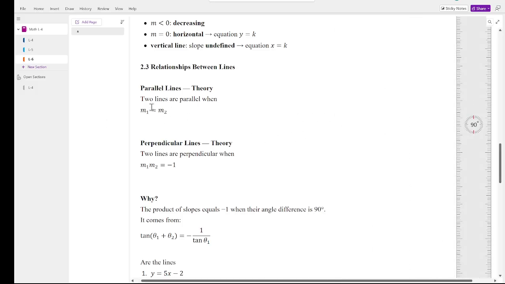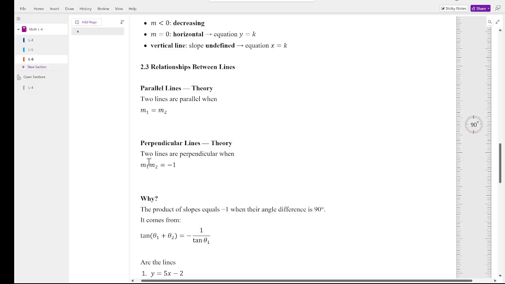Look, two lines are parallel when m1 equals m2. This means the two lines are parallel when their slopes are equal to each other.